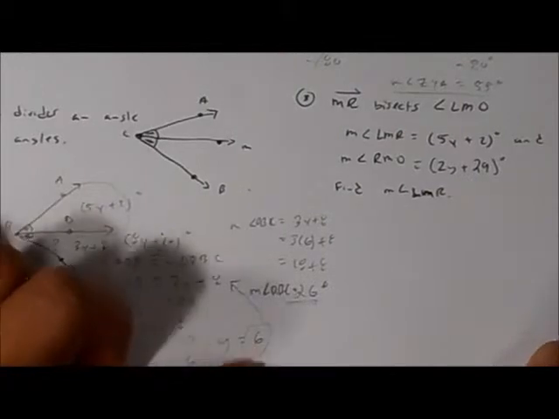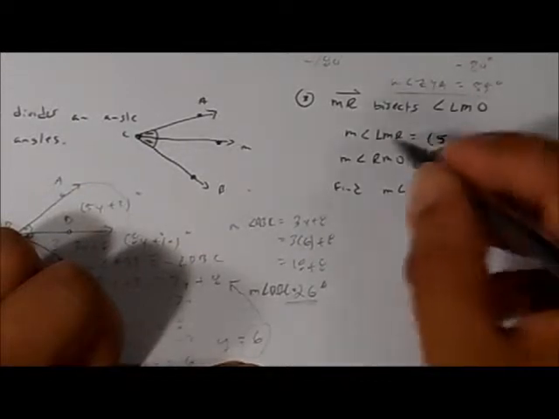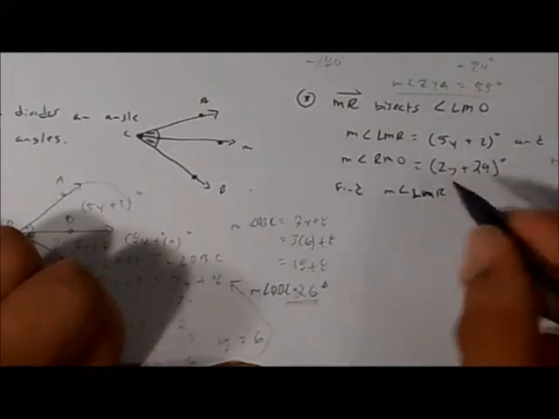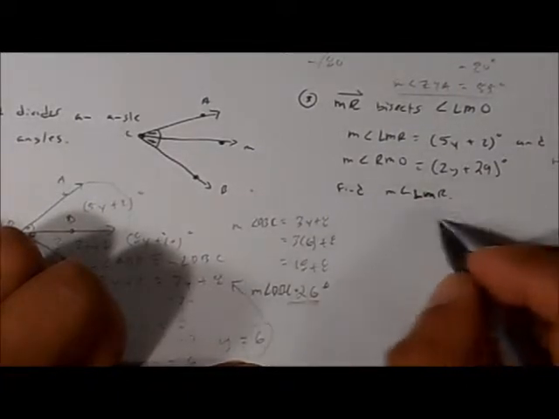Okay. Now the last one shouldn't be that bad. We have MR bisects LMO, so let's go ahead and draw that one. LMO, and MR bisects it. Then we're going to go ahead and put in LMR. LMR is equal to 5y plus 2. And then RMO. RMO is equal to 2y plus 29. And it's asking for LMR. For this part right here.